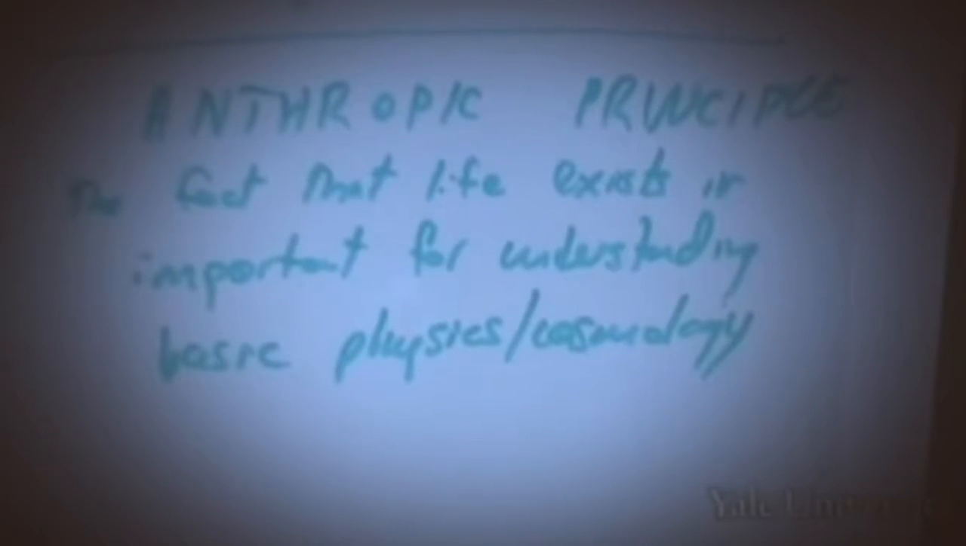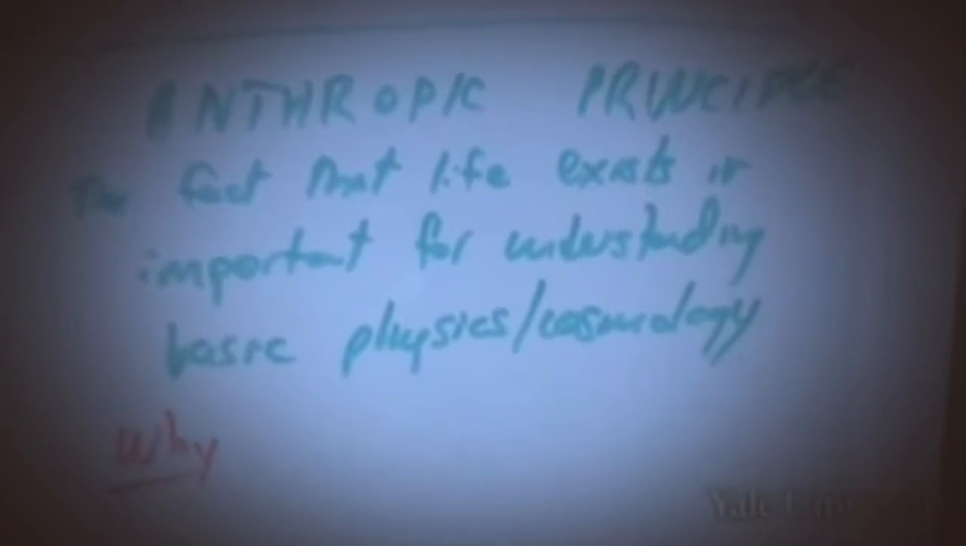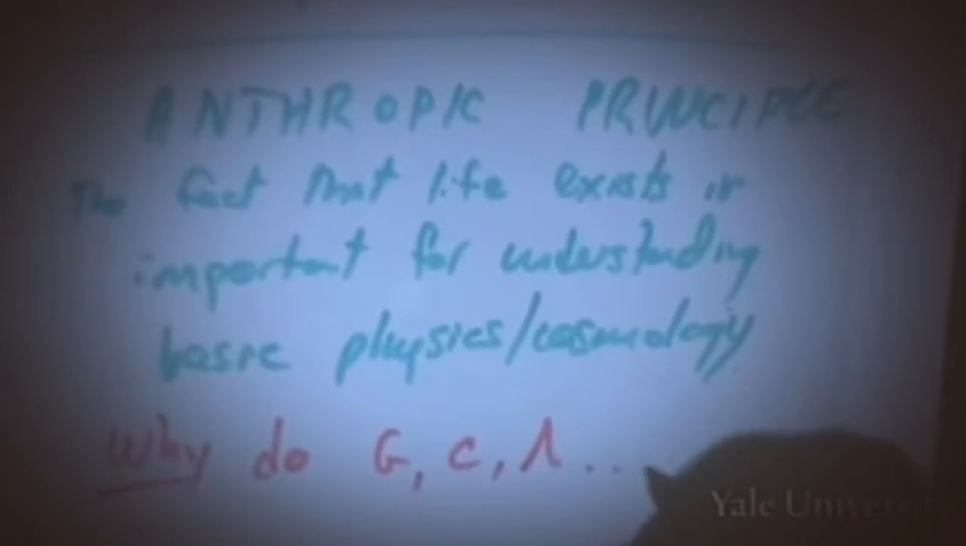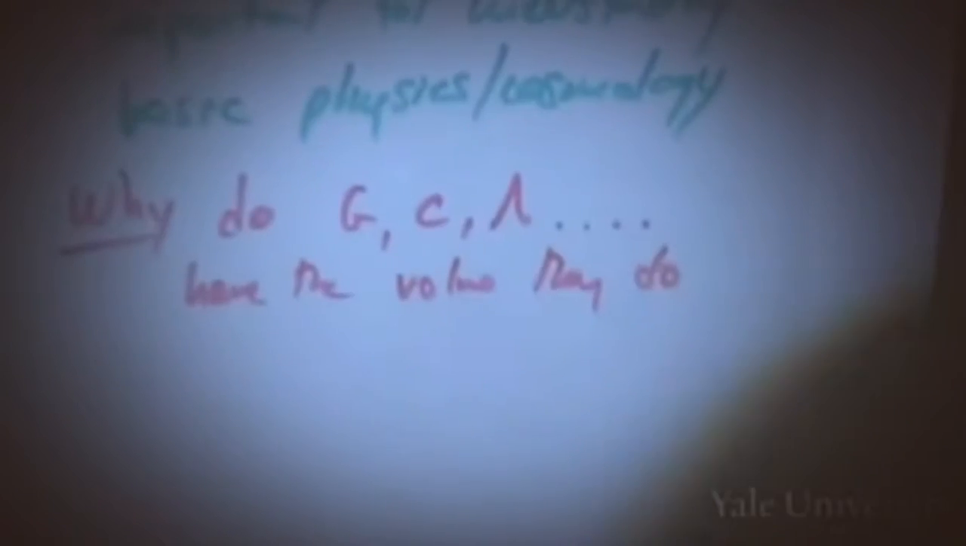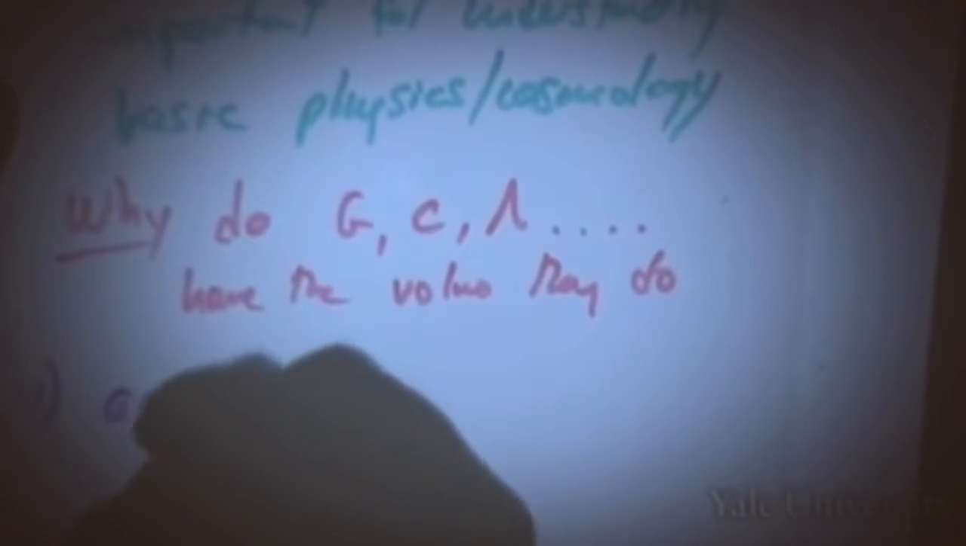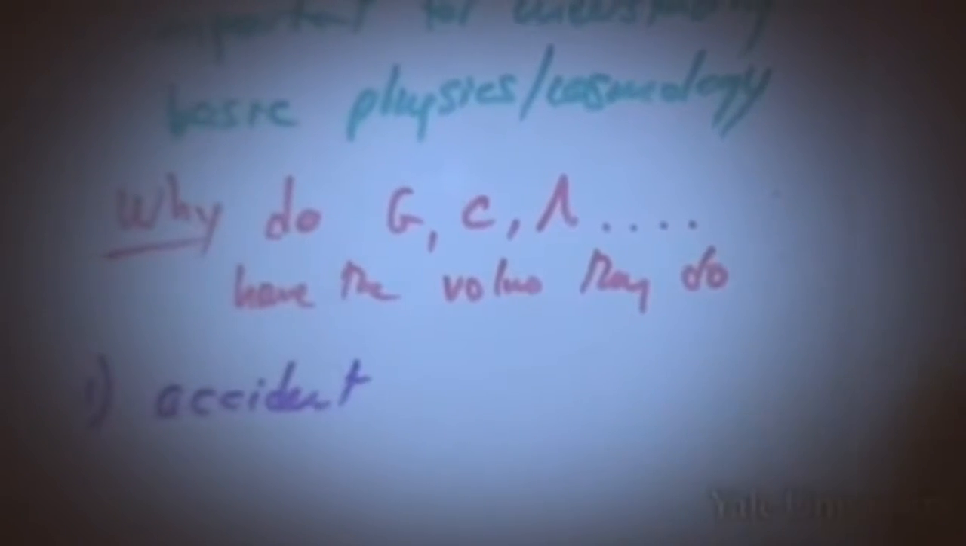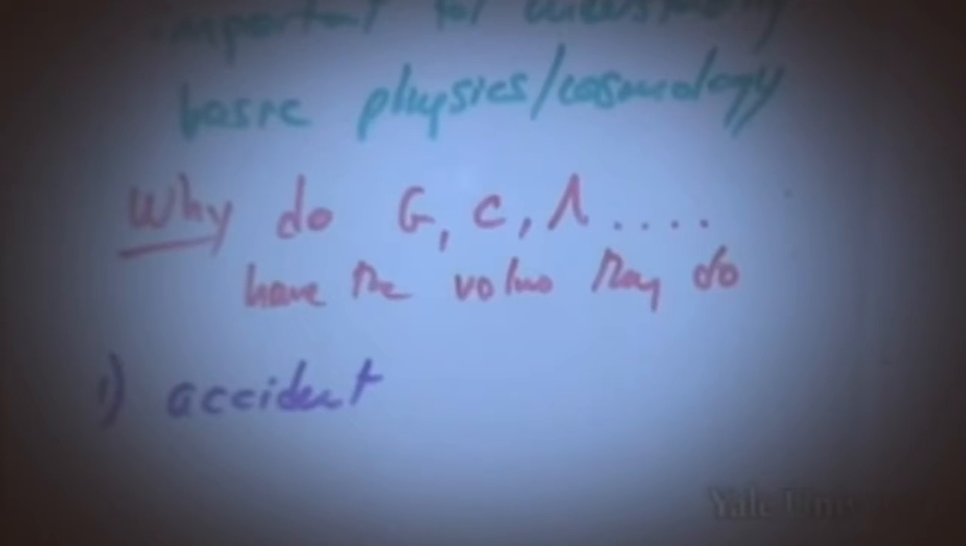So the question is, why do all these constants, G, c, lambda, what have you, have the values they do? Okay, so as I said, there are a wide variety of different categories of answers to this. One is that it's just a big accident. Whatever it was that set these numbers happened to pick a set of numbers that allowed life to exist. And there's nothing to talk about because it's just a complete accident.